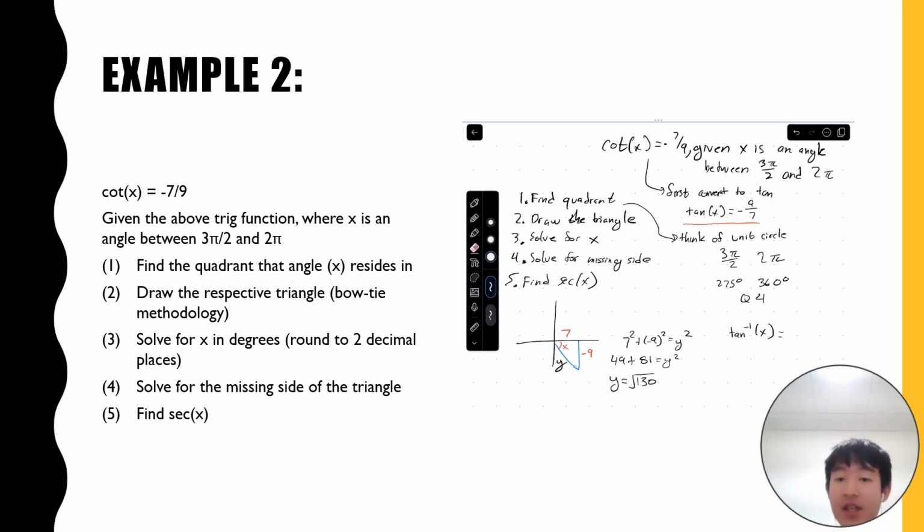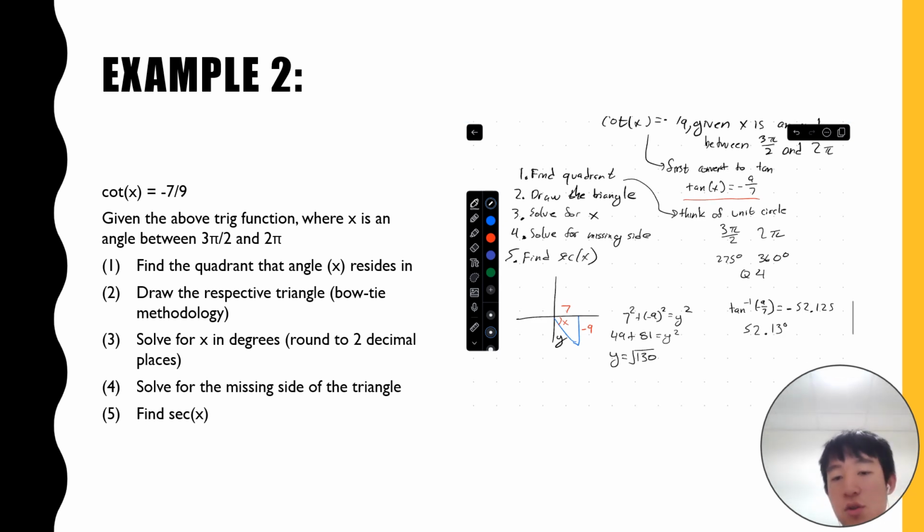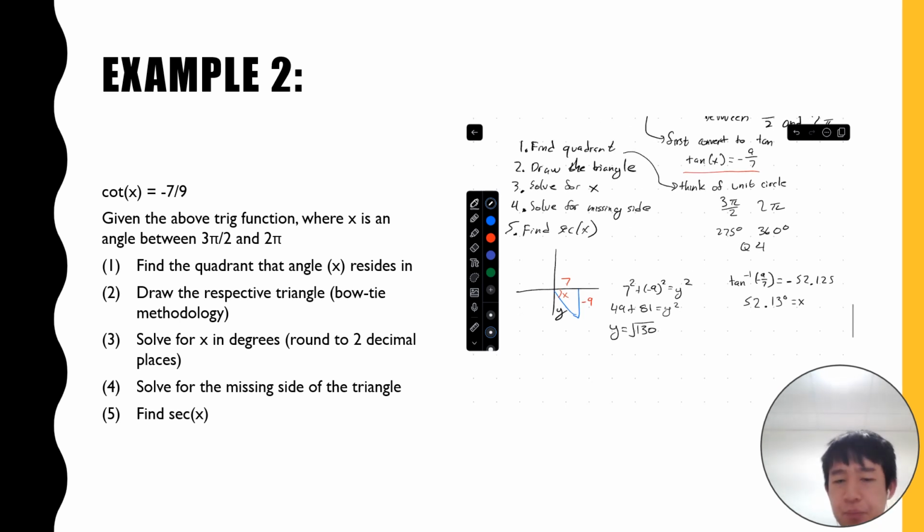How we're going to do that is that we're going to use inverse trigs. So we know that we are given the sides for a tangent, which is going to be -9 over 7. In order to backtrack and solve for the angle instead, we're going to plug our side value, our -9 over 7, into our inverse trig of tangent, and we get a value of 52.125 degrees, and we're just going to round that to 52.13 degrees. And that is going to be our x value.